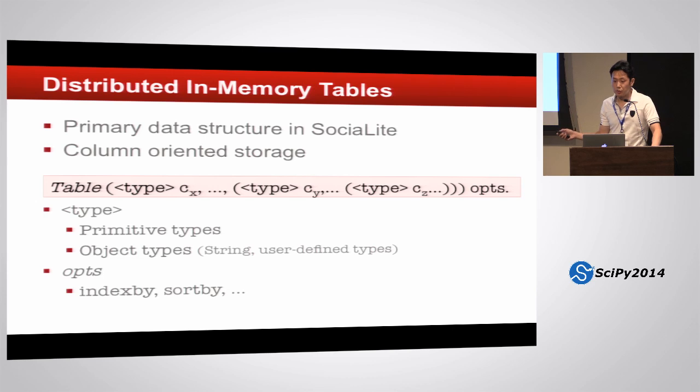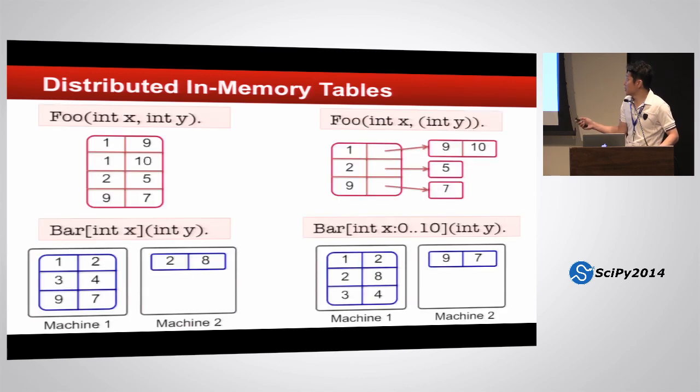We make it possible for you to control the structure of the table by having some table options. You can add indexing to a certain column, or apply sort by to a certain column, or you can declare that, for example, this table is a multi-set instead of a simple set. Let me give you a specific example. Here we have 4 table declarations in SociaLite. The first 2 are for when you have a single machine, and the second 2 are for when you have multiple machines. Here we declare the table named foo having 2 int columns.